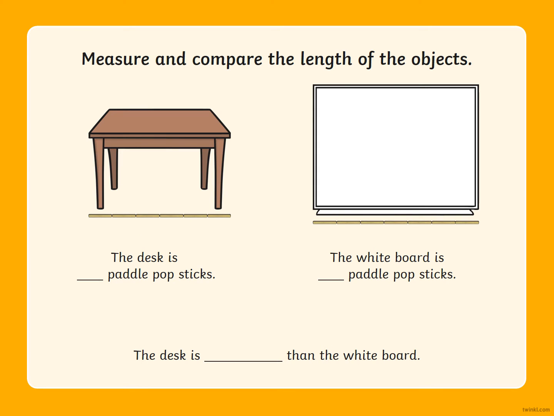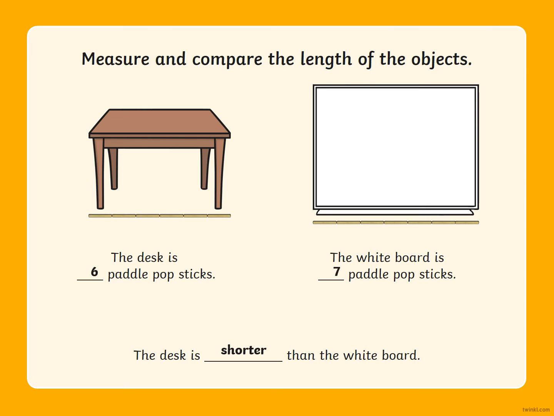Right, let's have a look at this one. This time they've used like little pop sticks to measure the length of things. So let's count how long the desk is. The desk is 1, 2, 3, 4, 5, 6 pop sticks long. Let's measure the whiteboard. The whiteboard is 1, 2, 3, 4, 5, 6, 7 pop sticks long. Therefore, if we're wanting to compare them, we can say that the desk is shorter than the whiteboard.